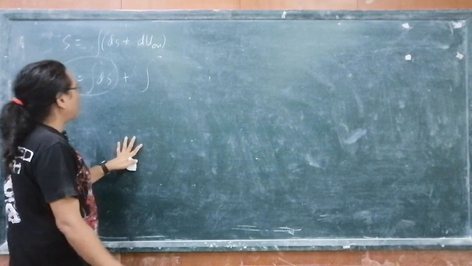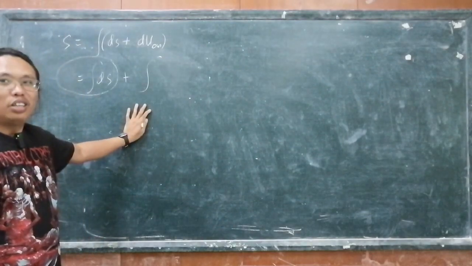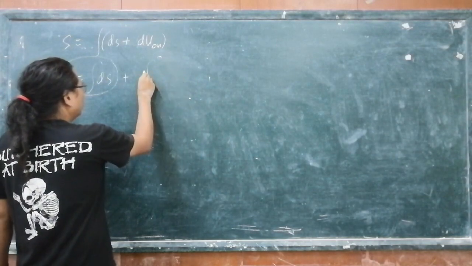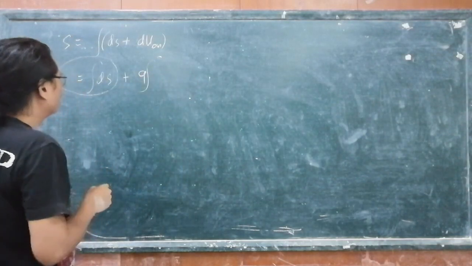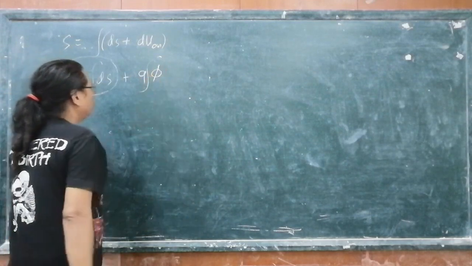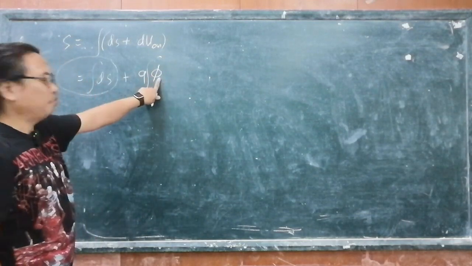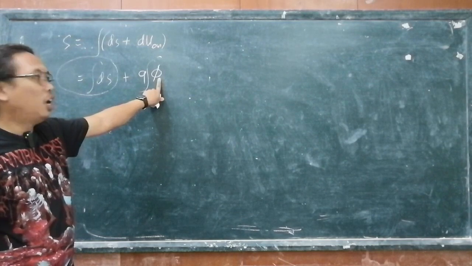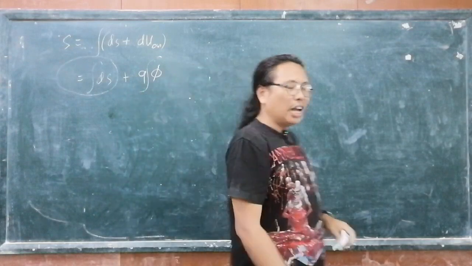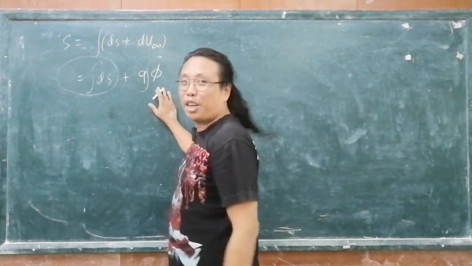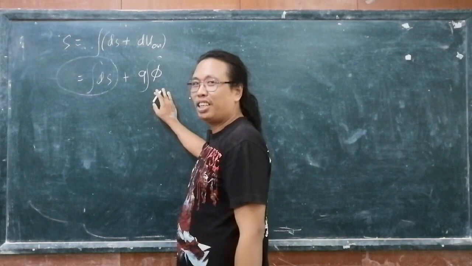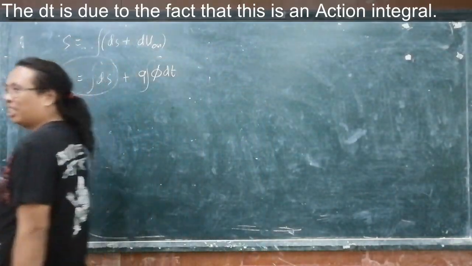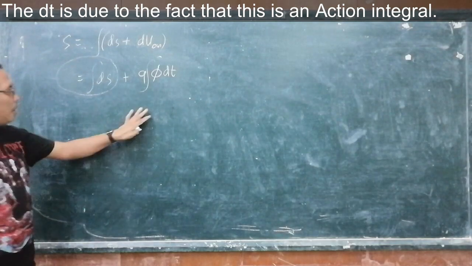So it would actually make sense if we take this integral to be q times the potential function, phi. We will be tempted to do this, right? The integral of this, with dt.